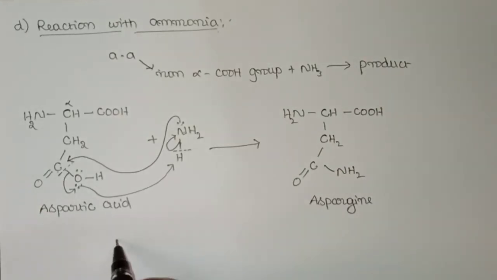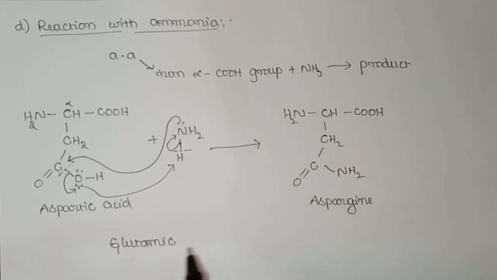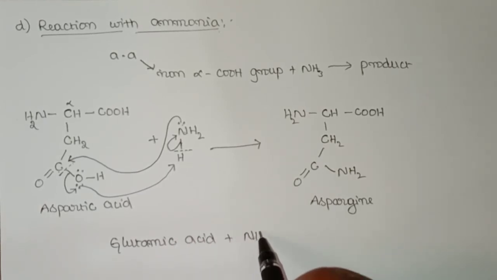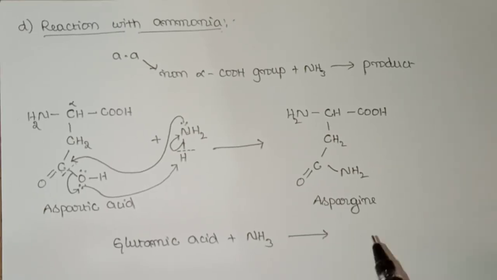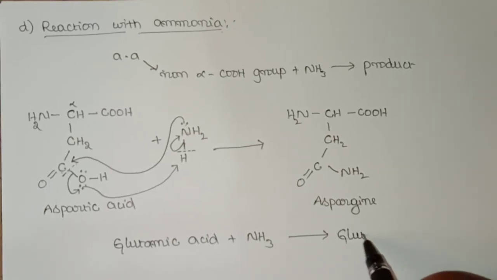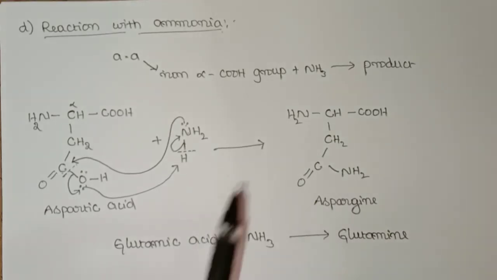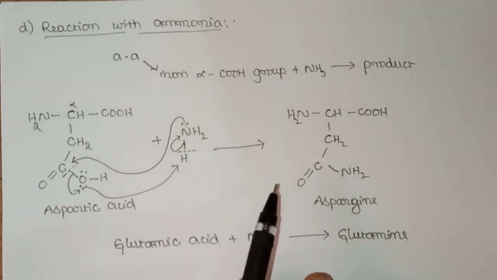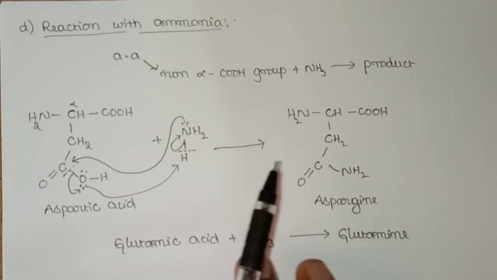So glutamic acid, upon reaction with ammonia, will result in the formation of the next acid amide, that is glutamine. This reaction is very important in living systems. The reason behind this is that in our body, due to biological reactions, ammonia production will happen.